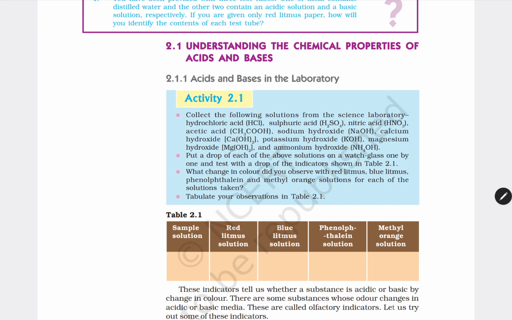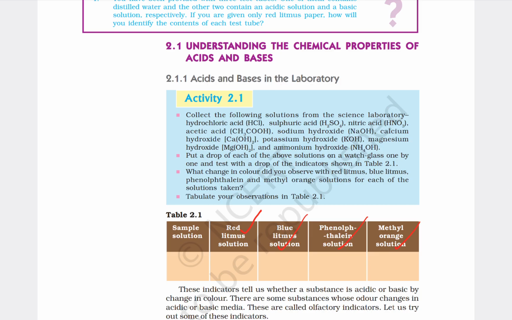Here in this activity, we study the behavior of different acidic and base solutions using indicators. So what are the indicators that we have? We are given different types of indicators: red litmus, blue litmus solution, phenolphthalein and methyl orange solution. These are given.